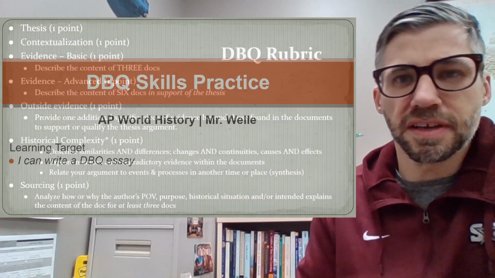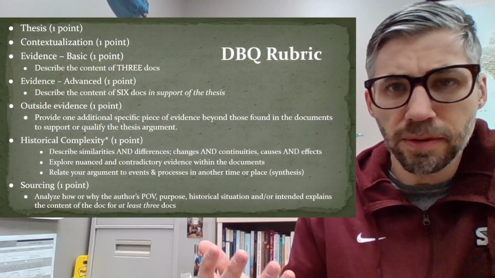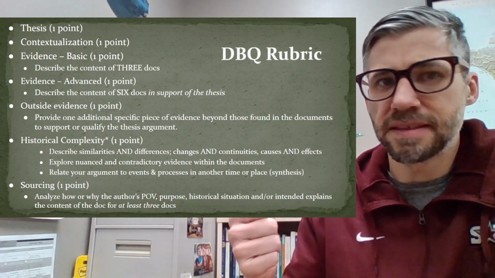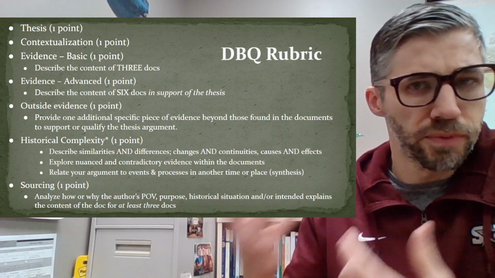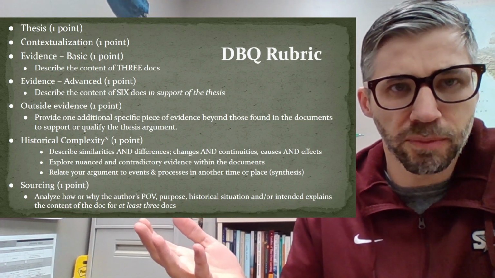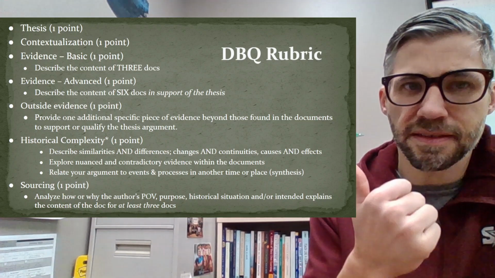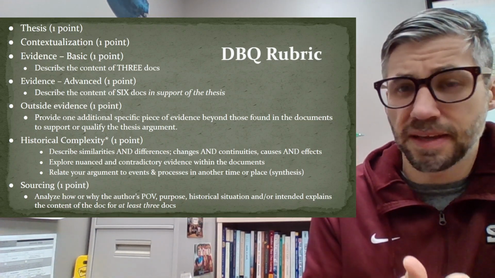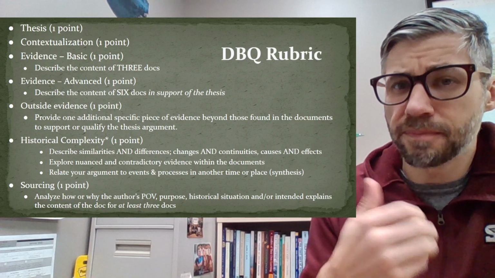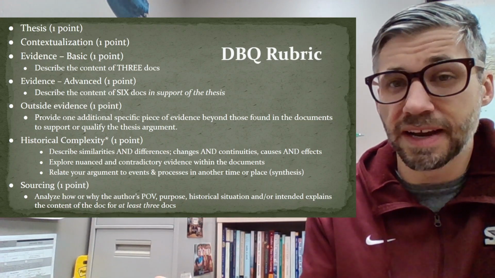So let me introduce a couple of things and remind us of some basic points for the DBQ. We recall on the rubric, the thesis and the contextualization work the exact same as they do on an LEQ. There are three evidence points available to us. The easiest is to describe the content of three of the documents. And when you're using the documents, do not quote them, please, but describe what's going on in them.